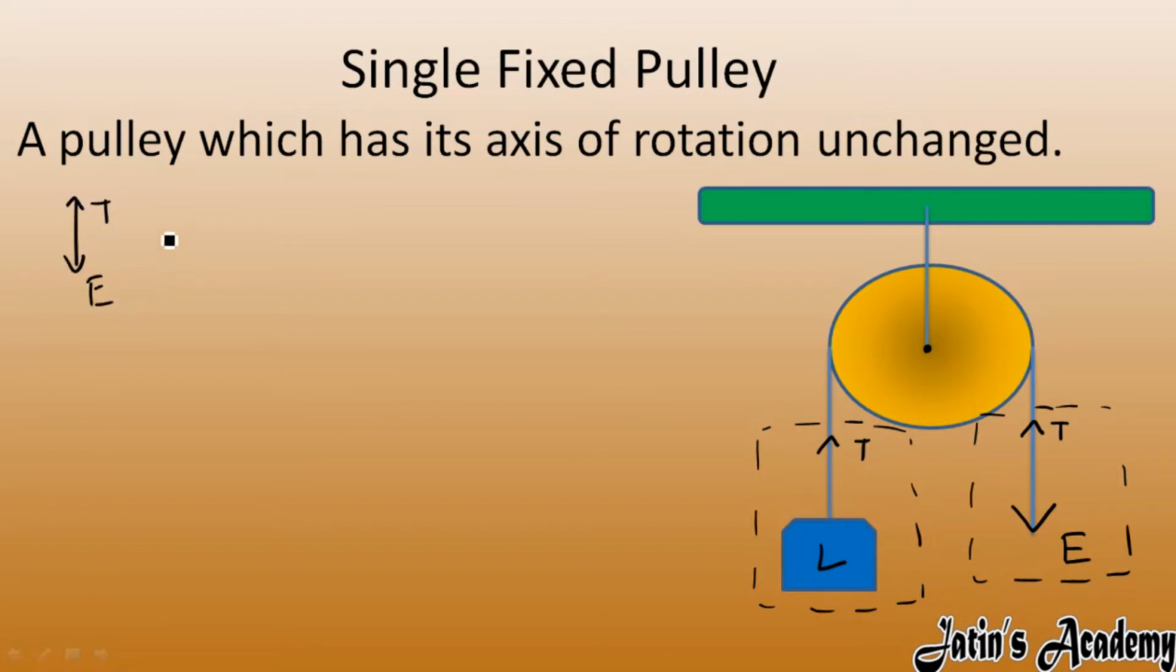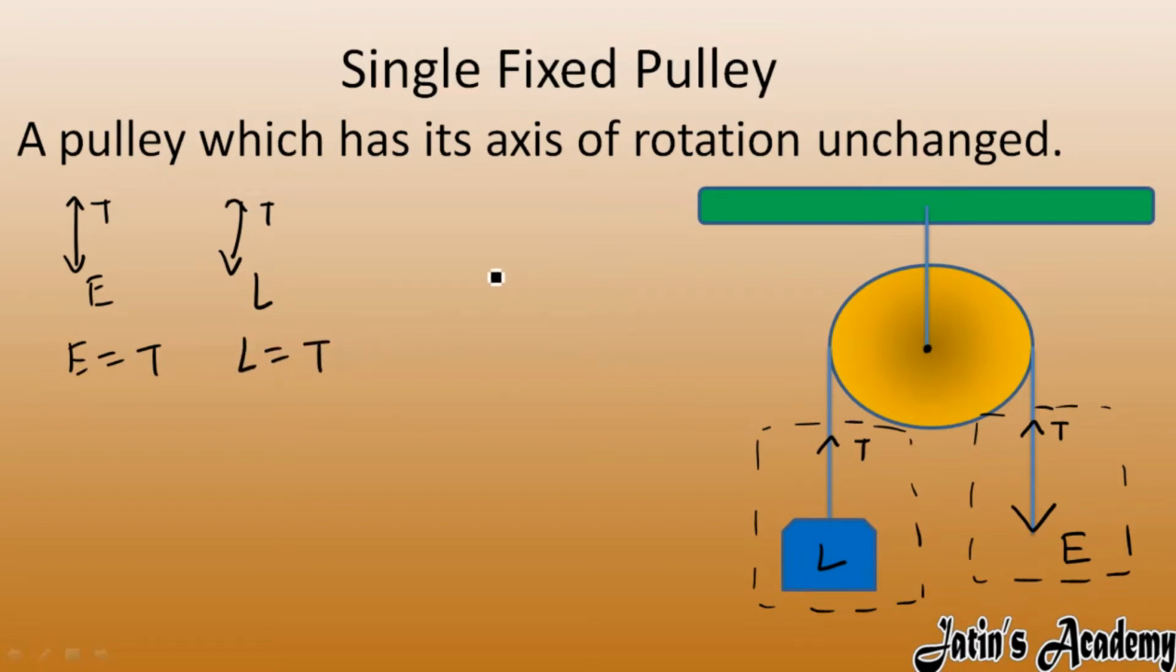So according to Newton's third law of motion, that tension and effort are opposite to each other, so equal and opposite. So effort is equal to tension, they balance each other. Similarly on the load point, tension is in the upward direction and load is in the downward direction. So here we got load is equal to tension.